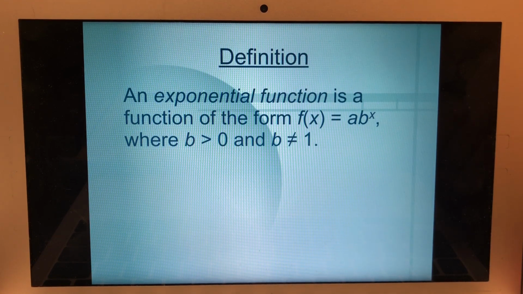An exponential function is a function of the form f of x equals a times b to the x power, where b is greater than 0 and b is not equal to 1.